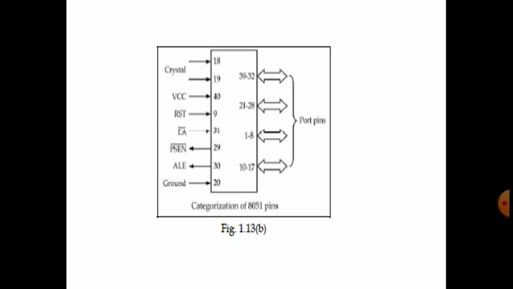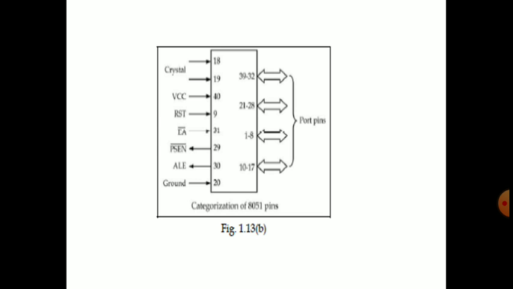And this is the categorization of 8051 pins. So please draw this diagram. This is the categorization of 8051. We have specified the diagram. That means the crystal oscillator XTAL1 and XTAL2. The 40th pin is VCC, and the reset pin is 9, EA bar is 31, PSEN bar is 29, ALE is 30, ground is 20. And the remaining 32 pins, that means 4 ports and 8 pins each, 4 into 8, 32 pins are represented on the right side as port pins.